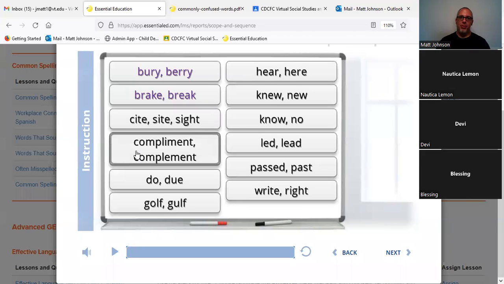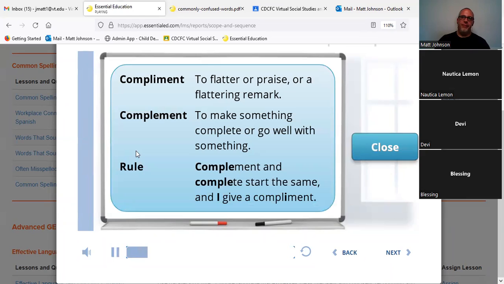Compliment and complement. Here is one. Compliment, spelled with an I, means to flatter or praise, or a flattering remark. Complement, with an E, means to make something complete or go well with something. Remember, complement and complete start the same, and I give a compliment.